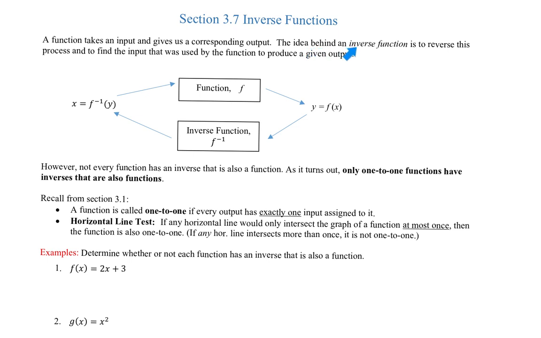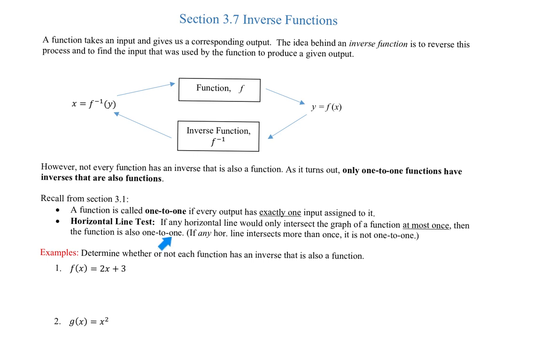The idea behind an inverse function is to find the input that was used by a function to produce a given output. Let's remember a couple things before we move on. A function is called one-to-one if every output has exactly one input. You might remember the horizontal line test from earlier in chapter 3. If any horizontal line would only intersect the graph of a function at most once, then the function is one-to-one.